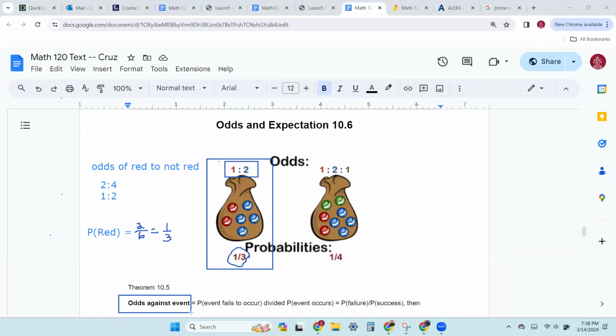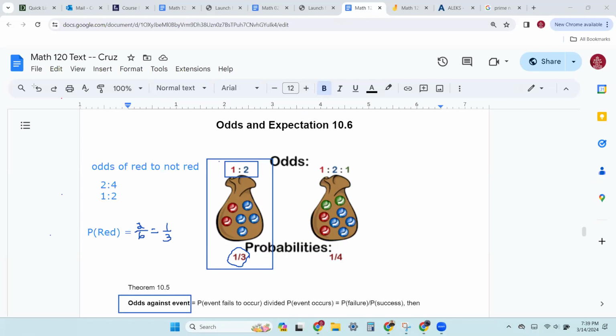But here's the thing we've got to worry about: odds against. When we're talking about odds against, it's different than this. On this one, we were talking about odds of red, so we put the number of red first and the number not red second. But odds against is the number of not red first, the number that are red second. The reason I think this happens with odds in gambling is that it makes it look more attractive if you have the bigger number first.